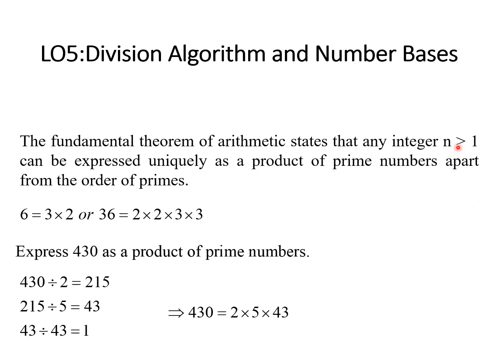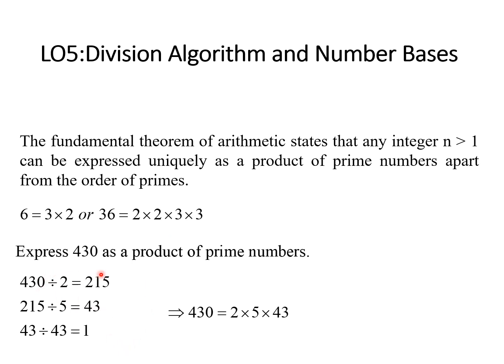Okay, now we will look into division algorithm and number bases. So for example, our fundamental theorem of arithmetic states that, for example, 6 equals 3 times 2, or 36 equals 2 times 2 times 3 times 3, right? This simply shows that a product of prime numbers, apart from the order of the primes, right? You can express it in a unique way.